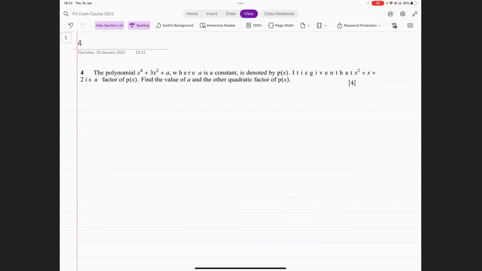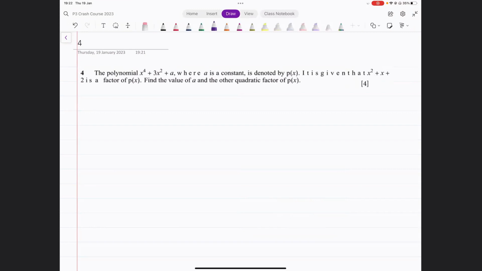All right. The polynomial x raised to the power 4 plus 3x squared plus a, where a is a constant, is denoted by p of x. So you got this polynomial. P of x equals x raised to the power 4 plus 3x squared plus a.